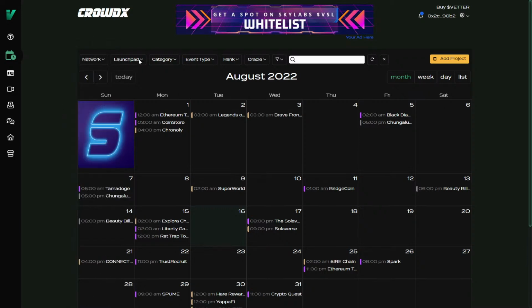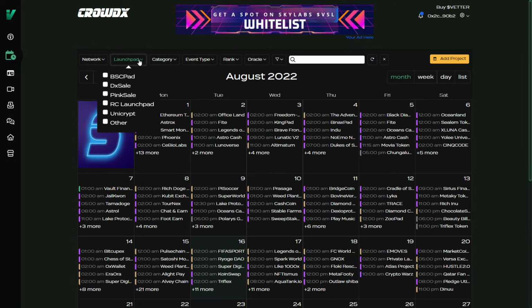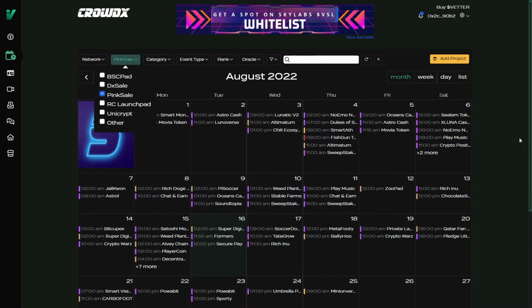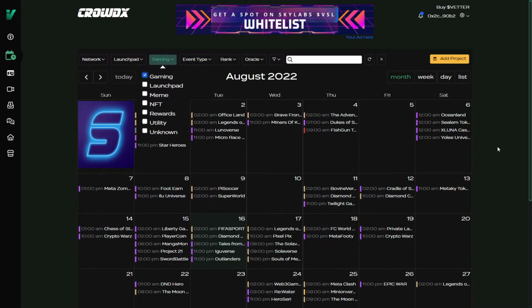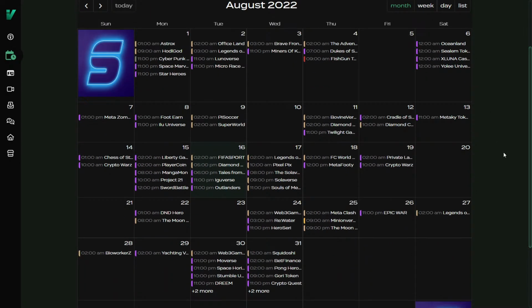Another way to sift and sort is to sort based on Launchpad. Let's say that you're looking for projects that are launching on PinkSale. Okay, so there's all the projects launching on PinkSale. Another way you could sift and sort is to sort by category. Let's say you're all about gaming projects. When you click gaming, these are gaming projects. And now you can look at gaming projects.